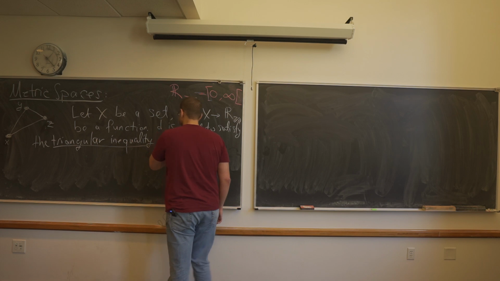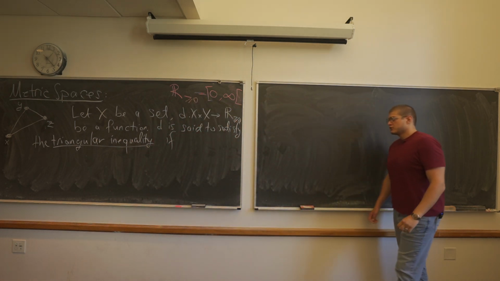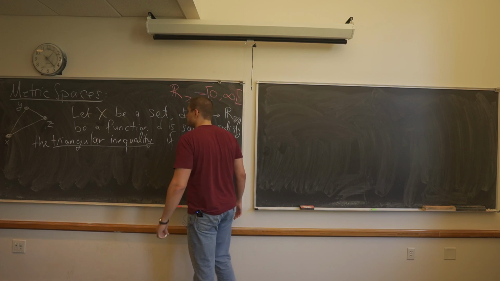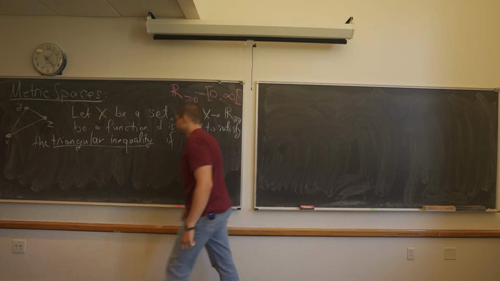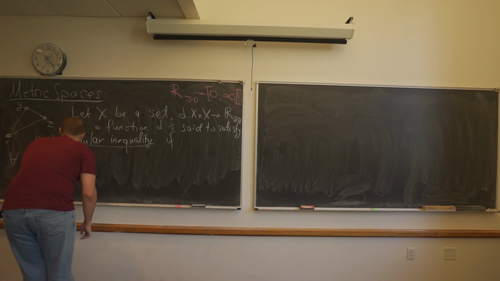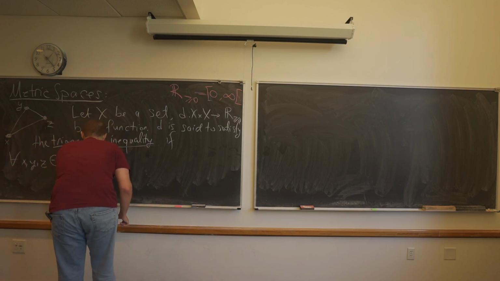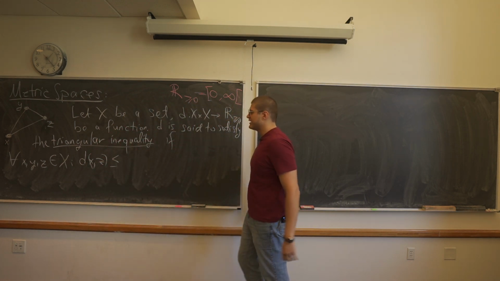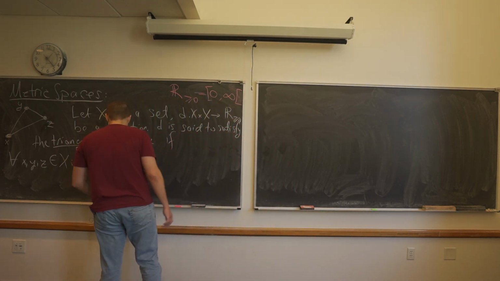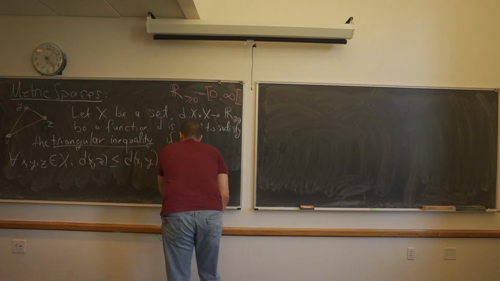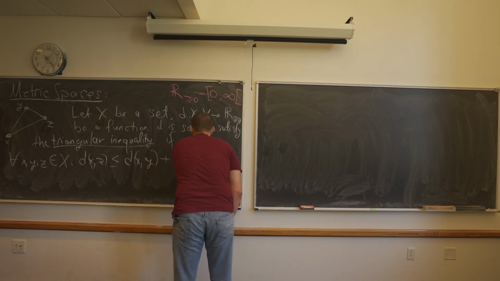if for any 3 points, let me also introduce some logical notations. Let me write it like this. For all x, y, z in X, I have that d of x comma z, so the distance between x and z, is dominated by d of x comma y plus d of y comma z.